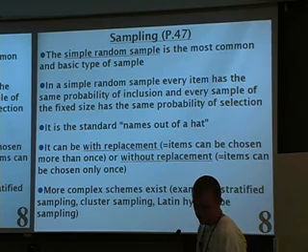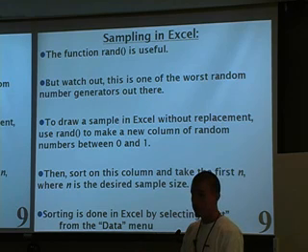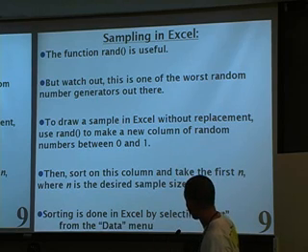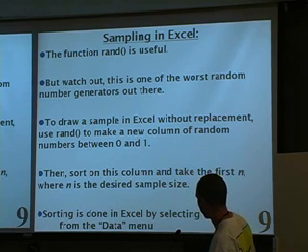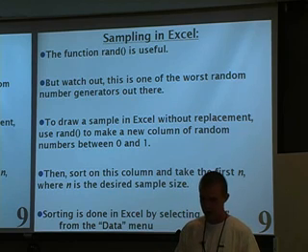And then there's more complex schemes. Last time I showed you in Excel how to draw a simple random sample. Basically, all you need is a pseudo-random number generator and you're in business. There's one of those in Excel, which is the rand function. By default, it draws numbers uniformly between 0 and 1. Then you could sort on that, and that would give you a random sample without replacement.